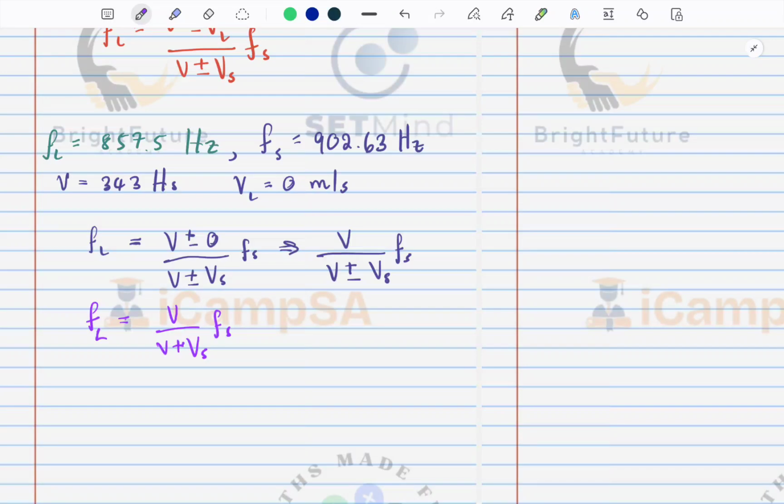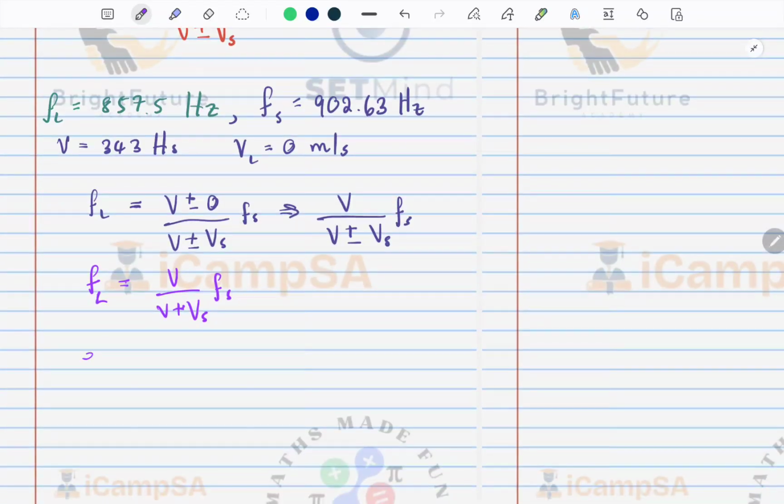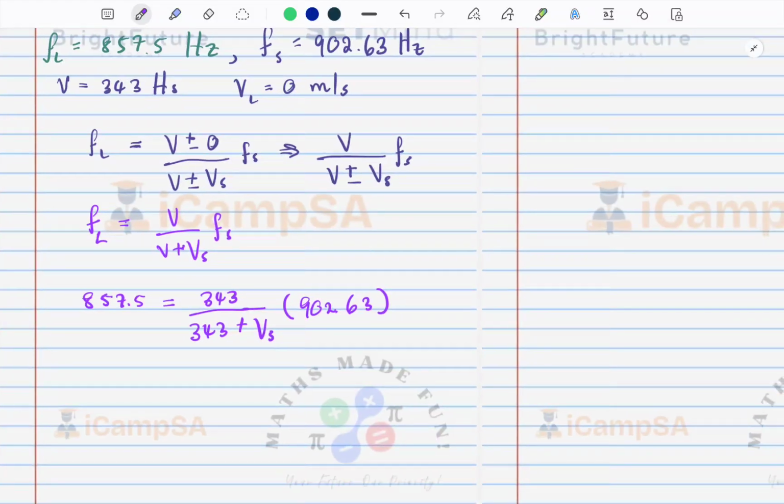Now that you are here, it's easy to substitute all this data. So we can say 8557.5, which is the frequency of the listener, equals V, which was already given as 343, over 343 plus Vs, which is what we are looking for, times 902.63 hertz. Now that you are here, it's much easier. You can manipulate this and then you get your answer.